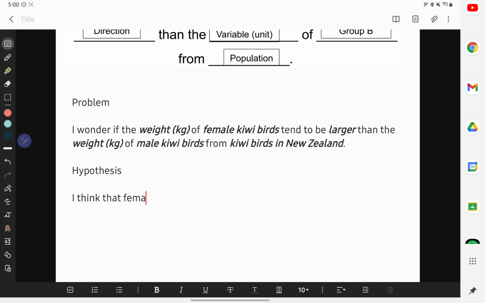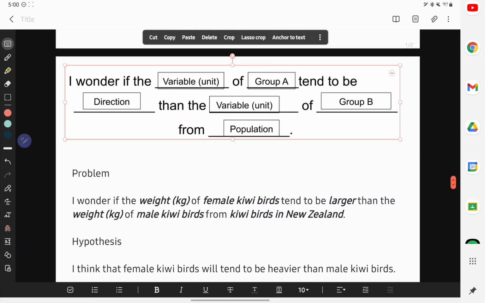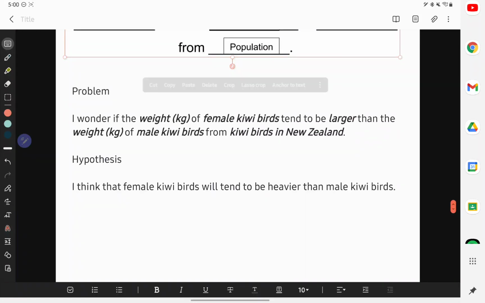So I think that female kiwi birds will tend to be heavier than male kiwi birds. The word tend is going to be really important, by the way. We really need that there. But if you are using this one here to write up your sentence, you should be fine because tend is already in there. So no worries. I think that the female kiwi birds will tend to be heavier than male kiwi birds.